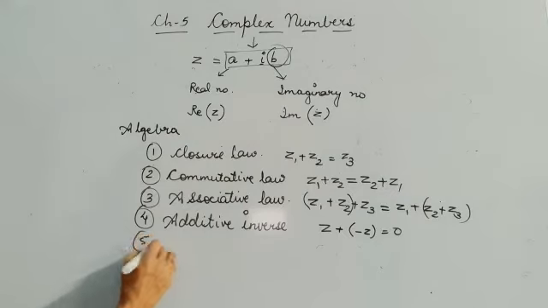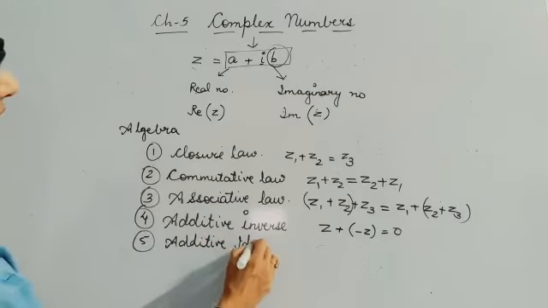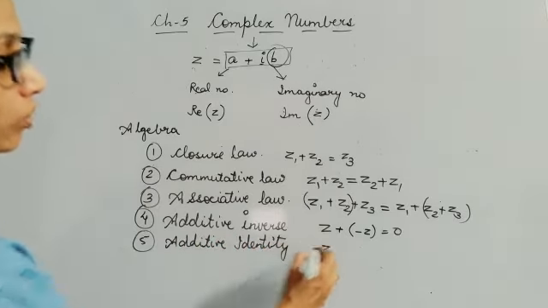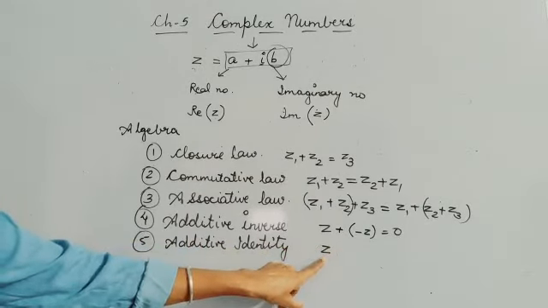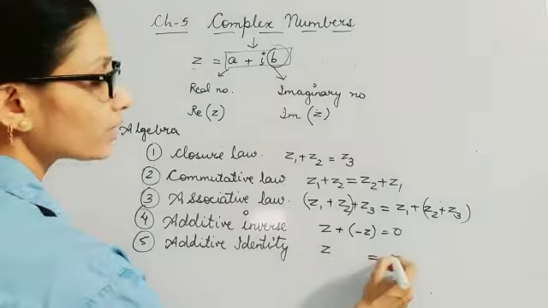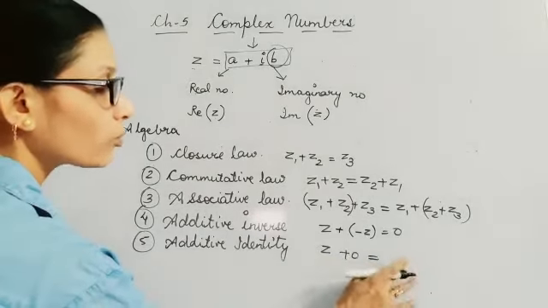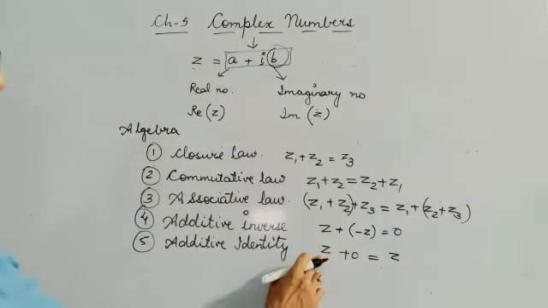Then we have the additive identity. The additive identity says what number should be added to this complex number to get the answer z. 0 is the number which, when added to a complex number, gives you the same complex number.